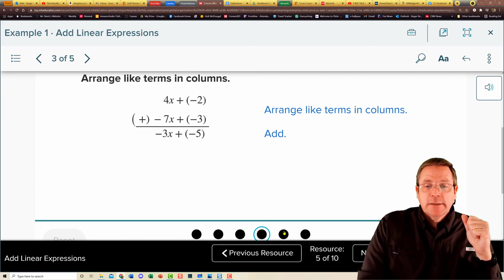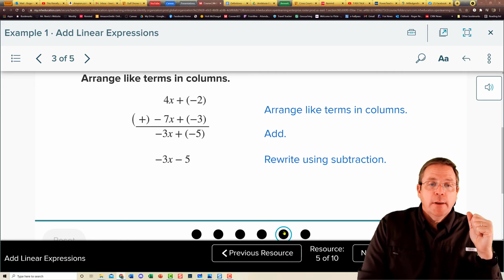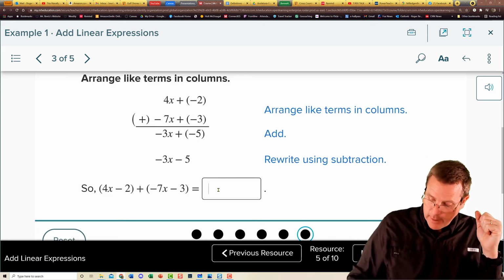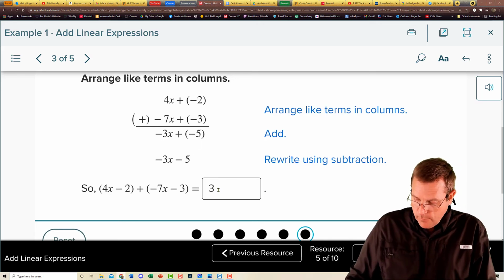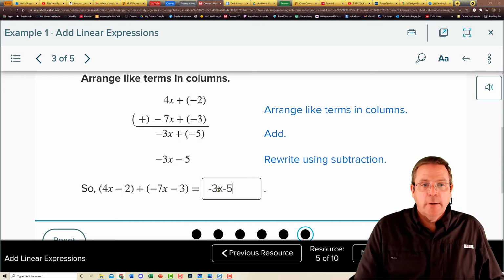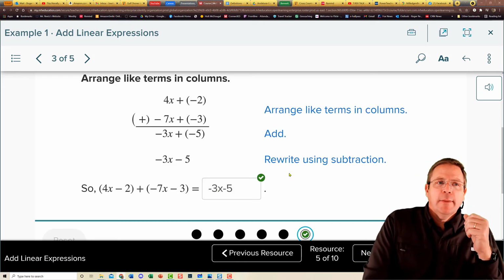And now the last step is to make that ugly problem pretty again. Plus a negative, that's the same thing as minus, and you can type that answer in, negative 3x minus 5, and check, and the answer checks.